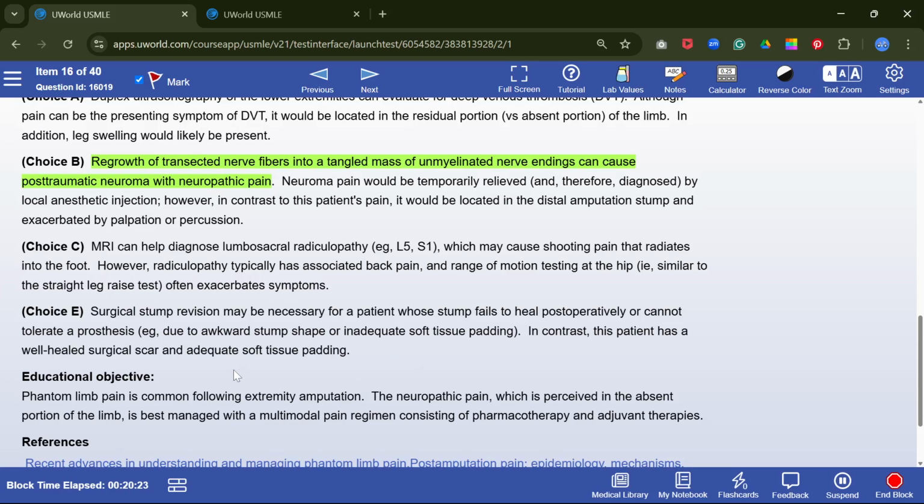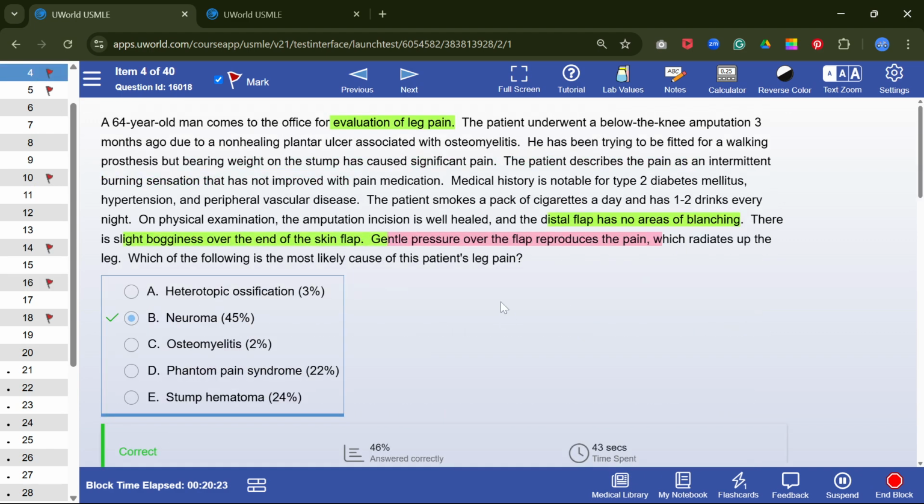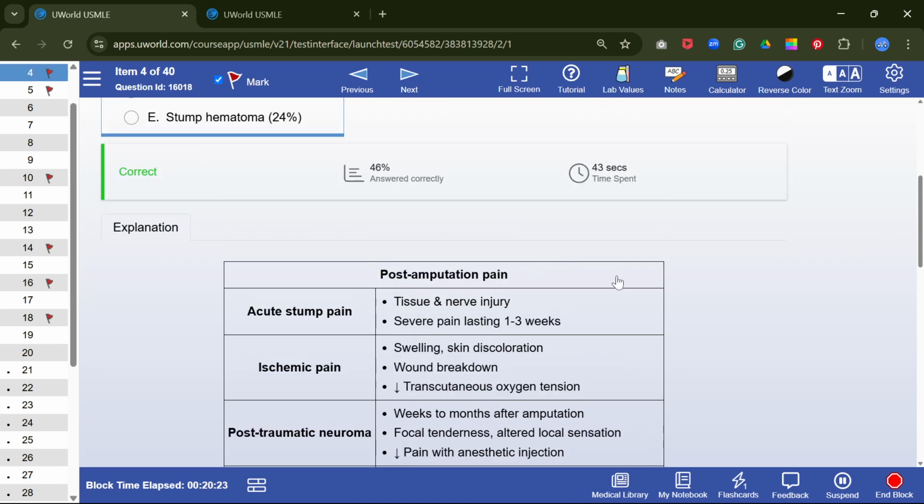So phantom limb pain, post-amputation neuroma, acute stump pain, and the last one, ischemic pain. So this is all about post-amputation pain.